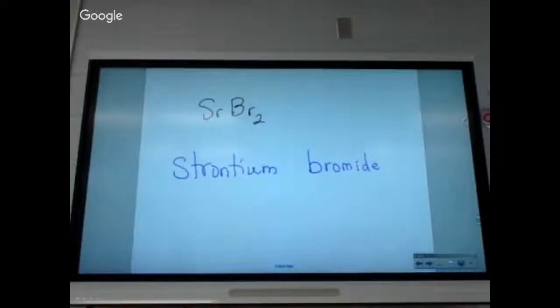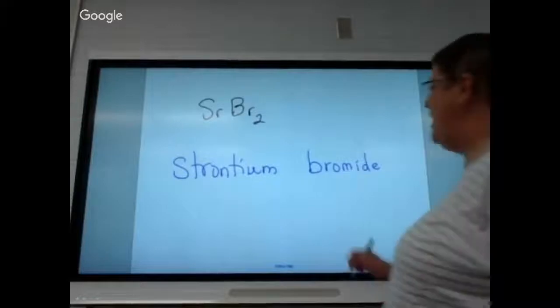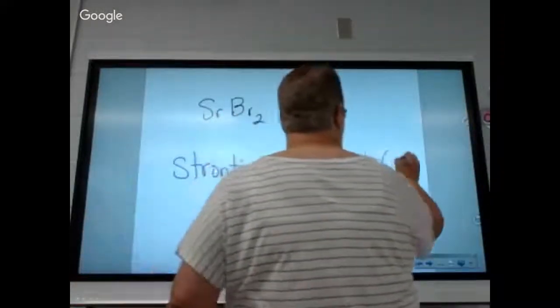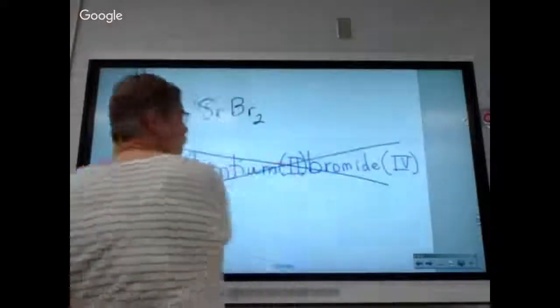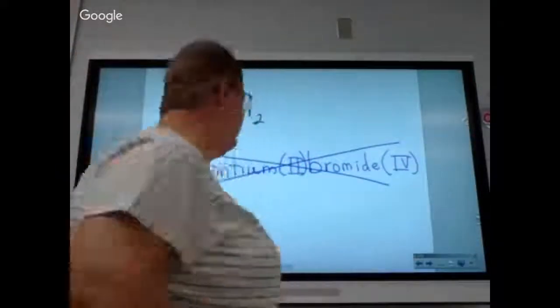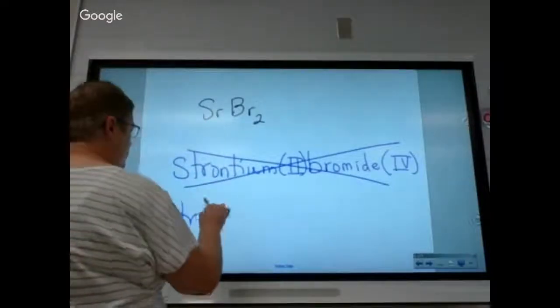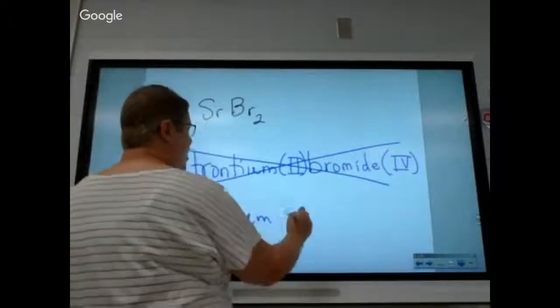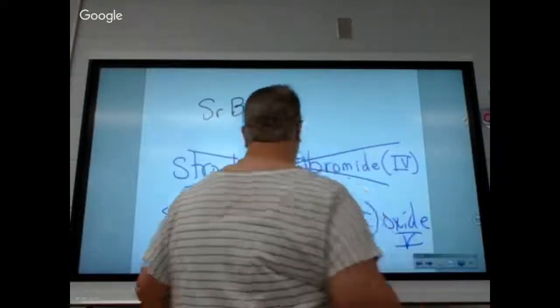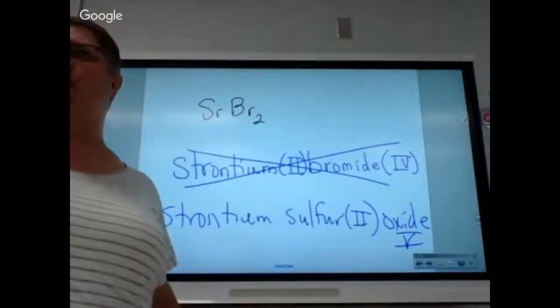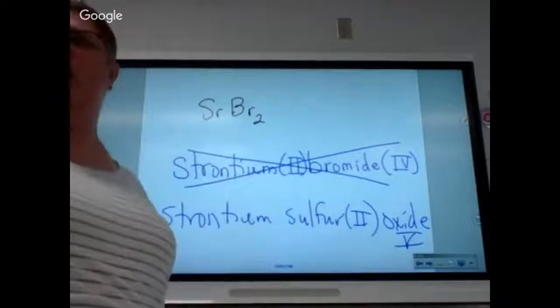Since that was brought up, it's a good time to stress this. We are never, ever putting a Roman numeral at the end. Everybody hear me say that? Never ever. So when I grade the test, I better never see that. Sometimes I get strontium sulfur 2 oxide with a Roman numeral 5. I get all kinds of weird stuff. I'm like, where have you people been for a week? If you don't know what's going on, stop making up stupid stuff.